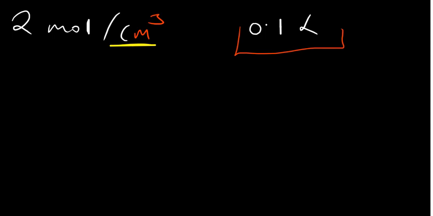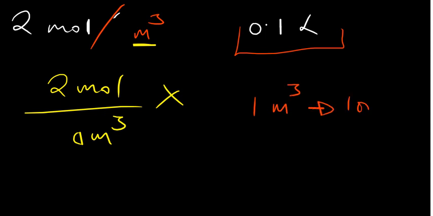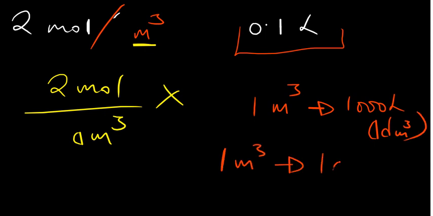It is in cubic centimeters. So you'd want to multiply by something that is going to cancel out the cubic centimeters. So you can multiply by the liters, and you'd want to make sure that you convert the liters to cubic centimeters. It's also very possible to have cubic meters, so make sure you know how to convert these units. 1 cubic meter is equivalent to 1,000 liters or 1,000 decimeter cubed. And 1 cubic meter is equivalent to a million what? Cubic centimeters.